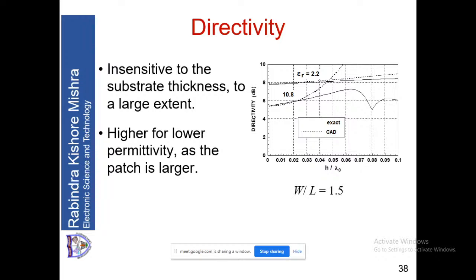Now you can see there are two epsilon r. The top one is epsilon r 2.2. The bottom one is epsilon r 10.8. The 2.2 curve is almost above 10.8 for all cases, unless there is a very thick substrate. As the thickness increases, 10.8 overtakes 2.2, but otherwise mostly 2.2 is above.